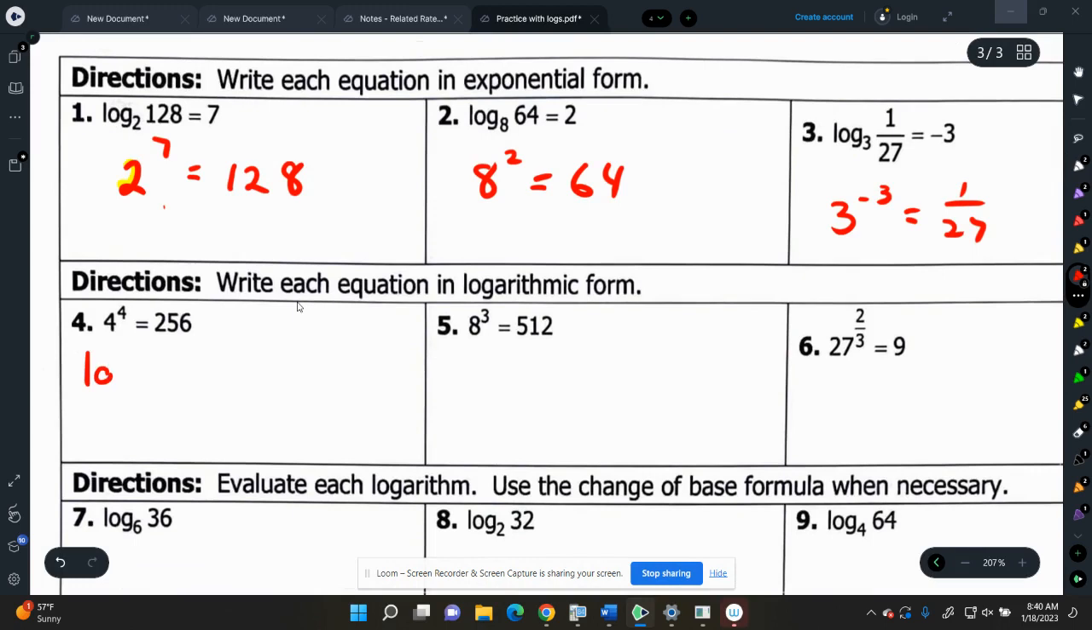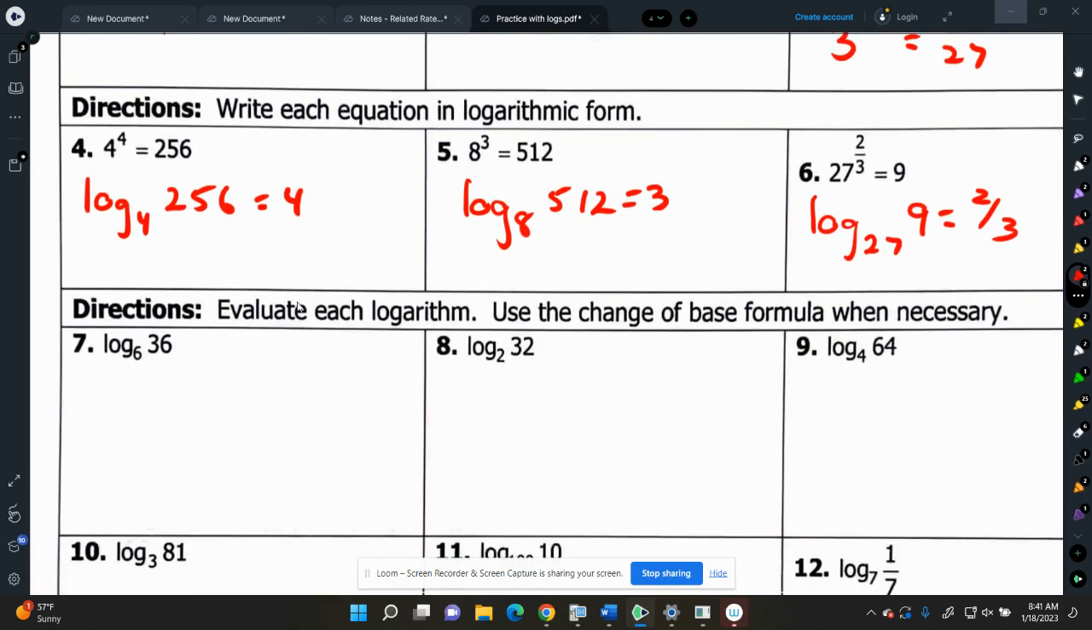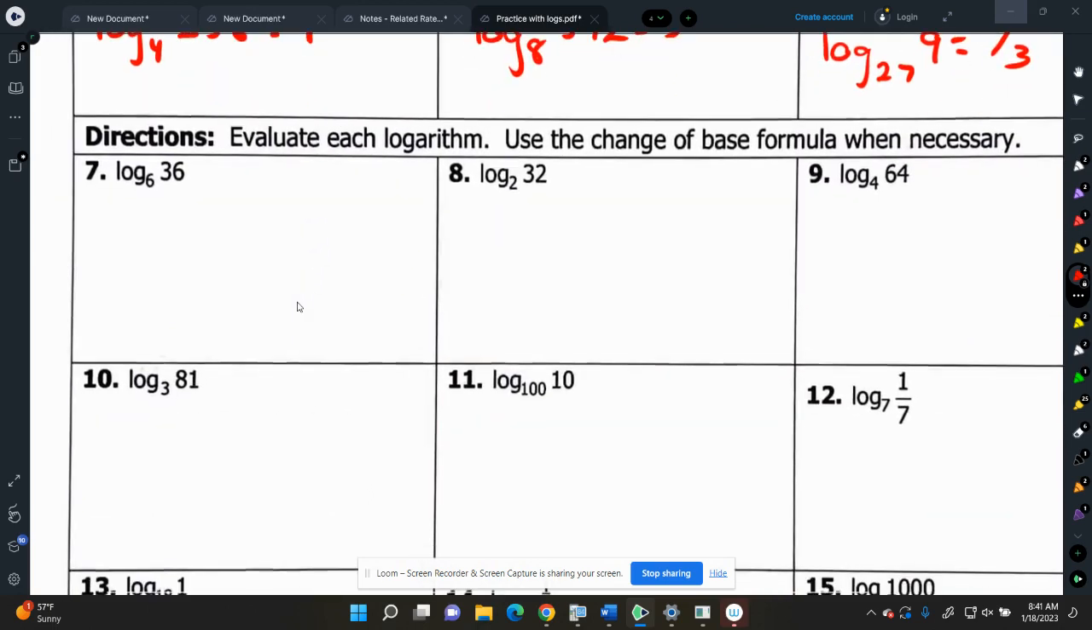Okay, so this is log base 4 of 256 equals 4. Log base 8 of 512 equals 3. Log base 27 of 9 equals 2/3. We good? Okay, you have a quiz on this tomorrow, so don't ignore it if you're not good.